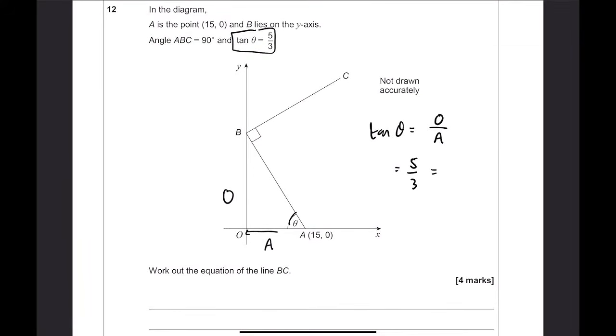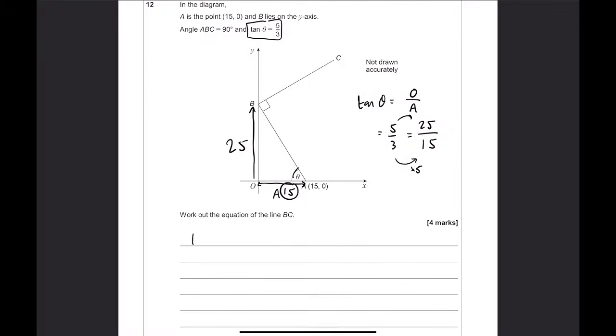We know that this is currently equal to 5 over 3, but looking at the diagram, because we know the coordinate of A, this value is actually 15. So that means the bottom of the fraction must be 15. We've multiplied by 5 to get there, so we have to do the same on the top, which makes that one 25. So the opposite, or the height of this, is 25. We can use that to know that the coordinate of B is (0, 25), and that solves our y-intercept of the equation of the line BC.